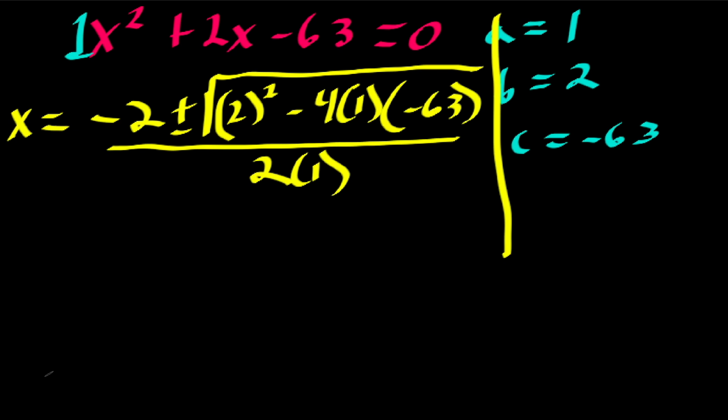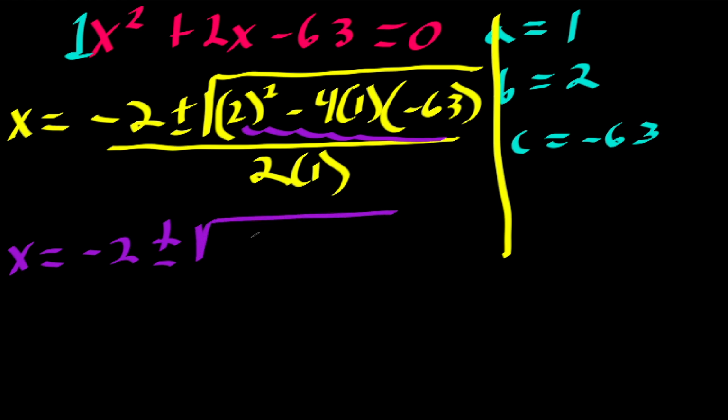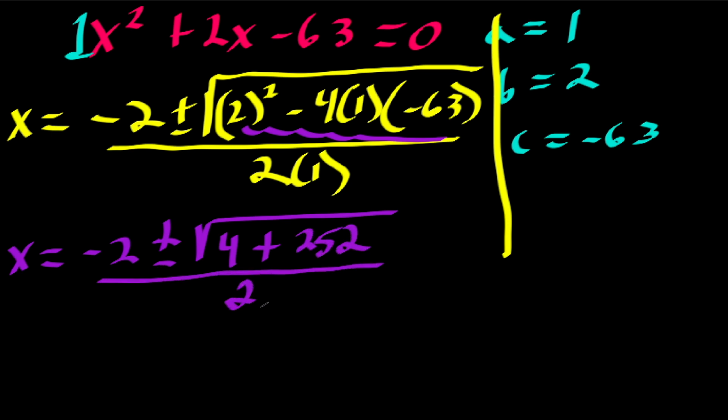The simplifying can be done a couple different ways. If you're good with a calculator, you can plug it into a calculator. I'm just going to do it the long way so you can see it. First, we need to figure out what's going to be inside of this radical. So the first thing I would do is 2 squared, which is 4, minus 4 times negative 63, which is actually going to give us plus 252. And then all of that's over 2.